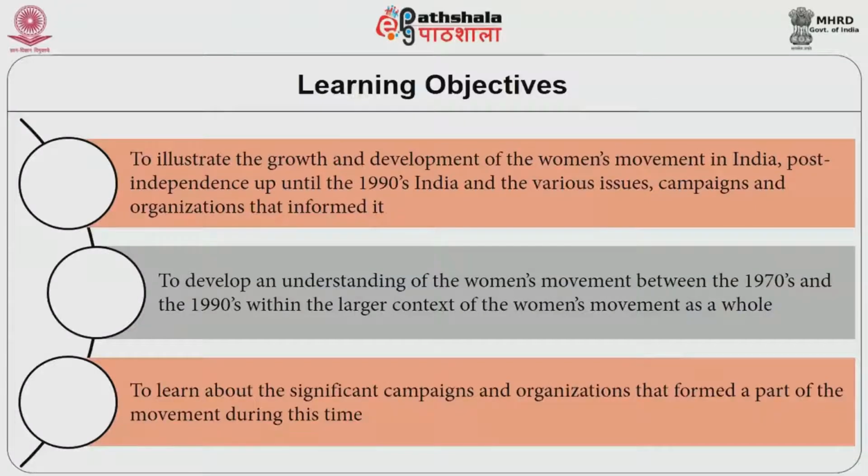The module follows a timeline format to chart the progress of the women's movement. It has two main sections, the 70s and the 80s, followed by a summarizing conclusion. Each of the two main sections are interspersed with campaigns, organizations and issues central to the movement.